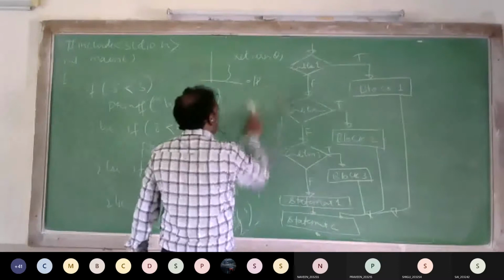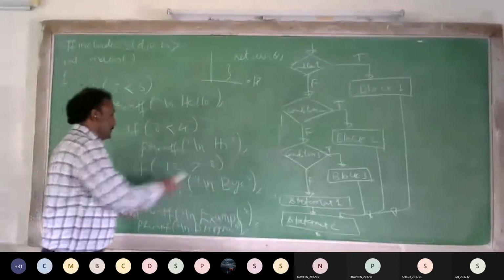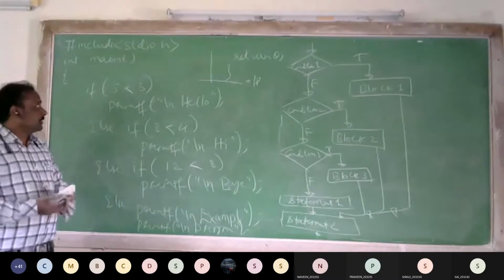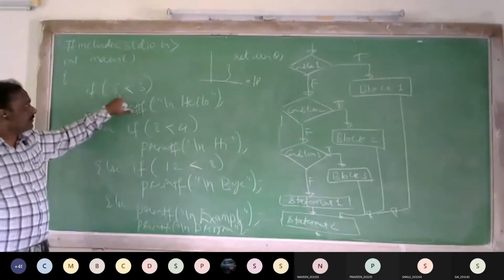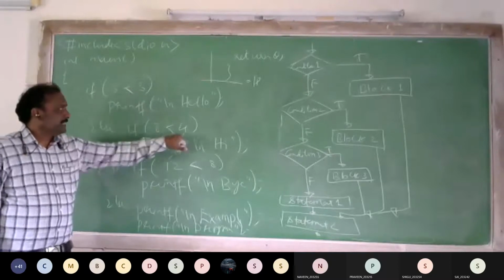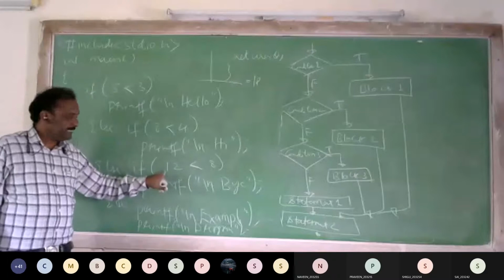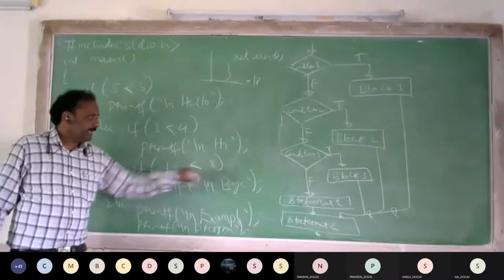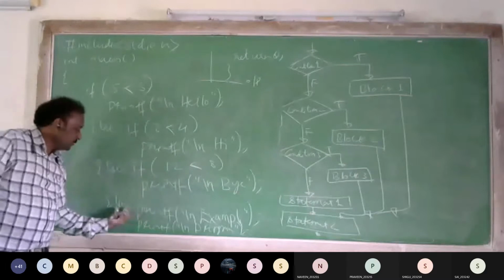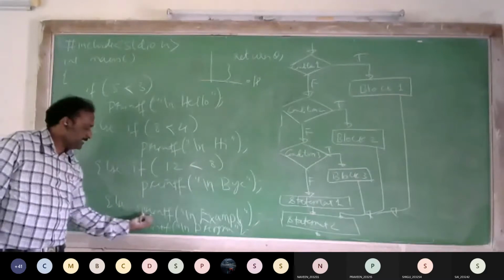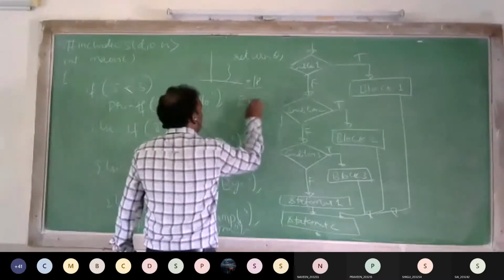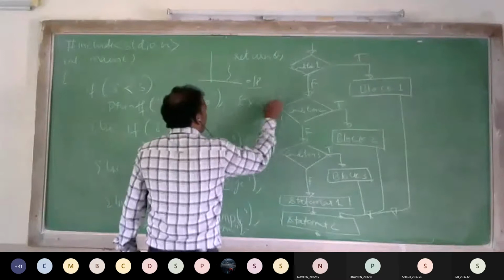Now again I will change the condition. Now we shall see the output. Run the program. First it will test condition 1: 5 less than 3, false. Then test condition 2: 8 less than 4, false. Then test condition 3: 12 less than 8, false. When all the conditions are false, then only the else statement is executed. What is the else statement? printf example. So the output of this program is example program.